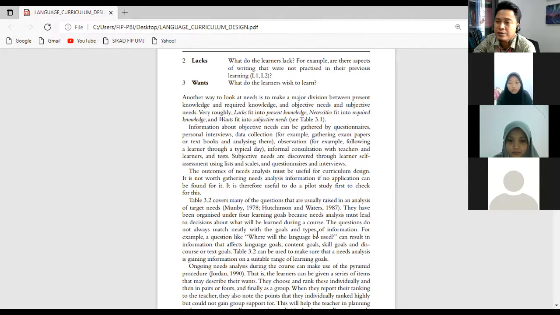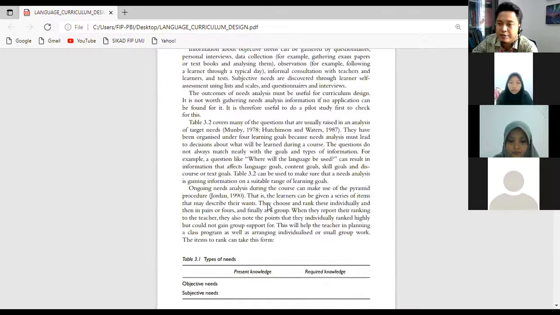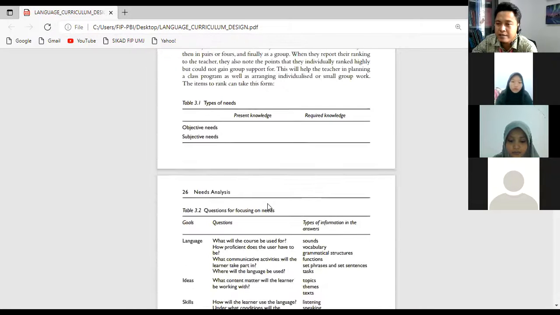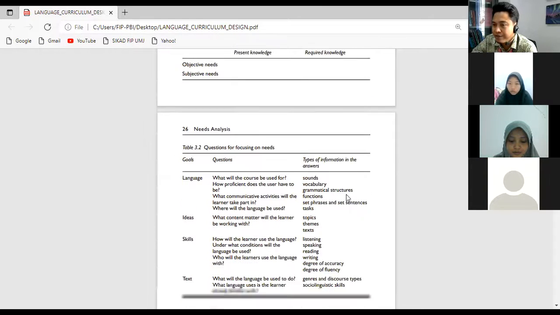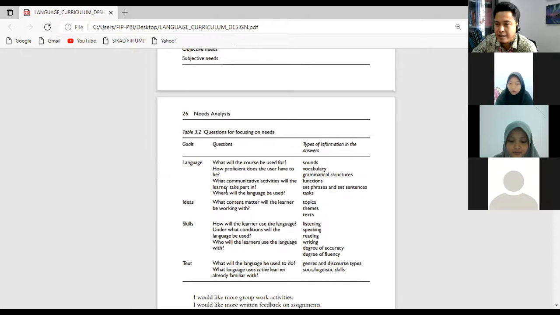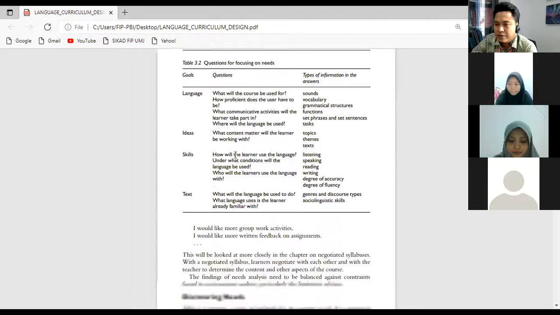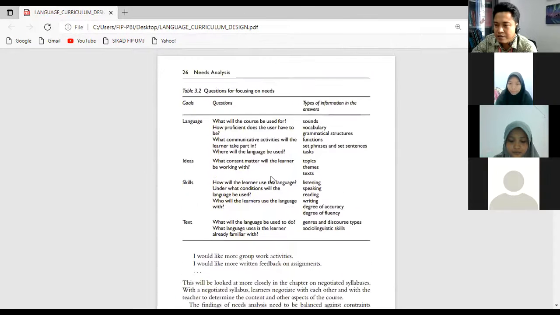Table 3.2, where is it? The 3.2. Okay, this one is 3.2. The present knowledge and the required knowledge, objective needs, subjective needs. And then questions for focusing on needs. It is the goals, questions, and then type of information in the answer. The language, ideas, skills, and then text. Okay, you guys can read this one by yourself, I guess.